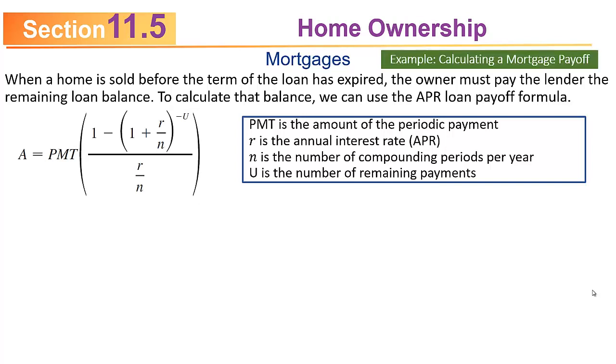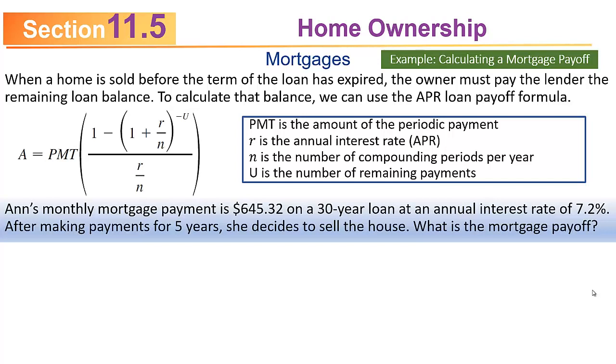Let's do an example of paying off a mortgage early. Suppose Ann's monthly mortgage payment is $645.32 on a 30-year loan at an annual interest rate of 7.2%. After making payments for 5 years, she decides to sell the house. What is the mortgage payoff?